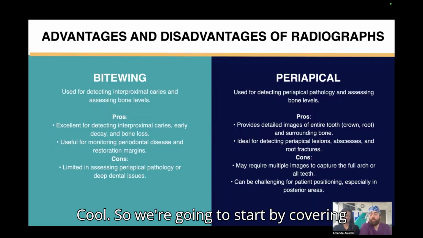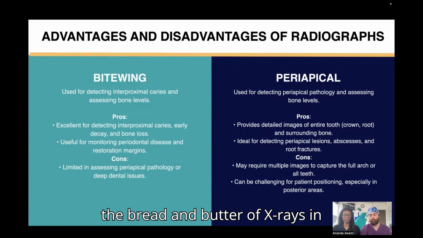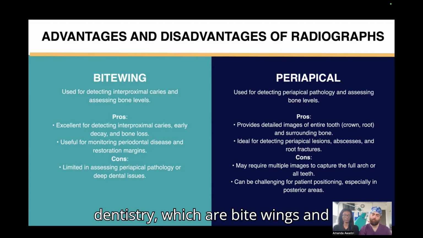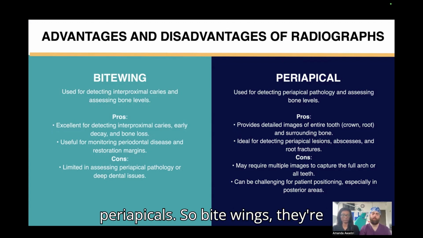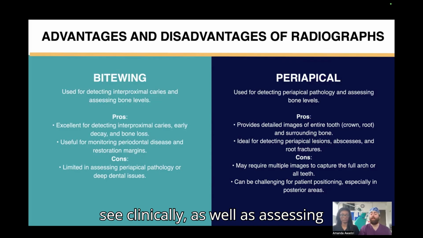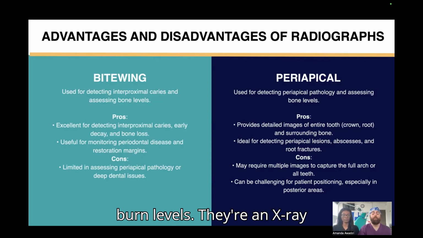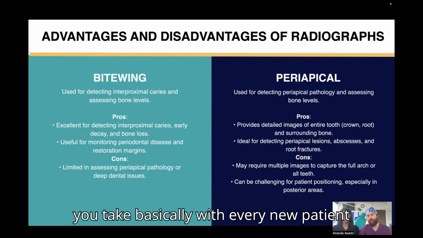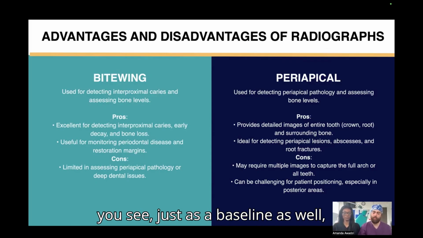Cool. So we're going to start by covering the bread and butter of x-rays in dentistry, which are bite wings and periapicals. So bite wings are usually used for detecting interproximal caries, which you might not be able to see clinically, as well as assessing bone levels. They're an X-ray you take basically with every new patient you see, just as a baseline as well.